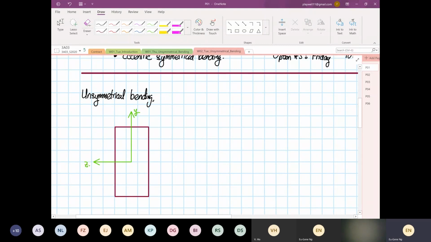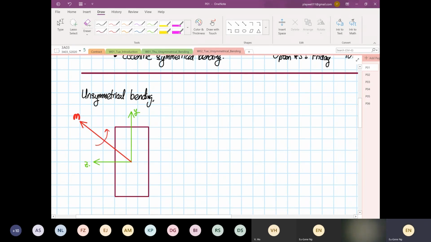Then we have a moment now. So how is the moment applied? The moment is no more parallel to the y-axis or z-axis. Now the moment has components of y and z. So this is our moment M. And based on the right-hand rule, if your thumb points towards the arrow, the rotation of the moment goes this way. That's the moment.